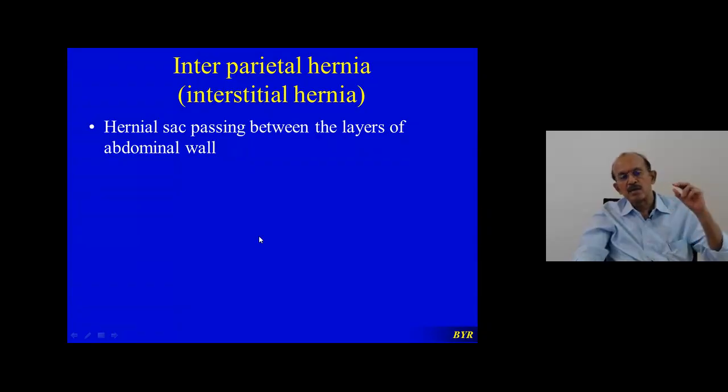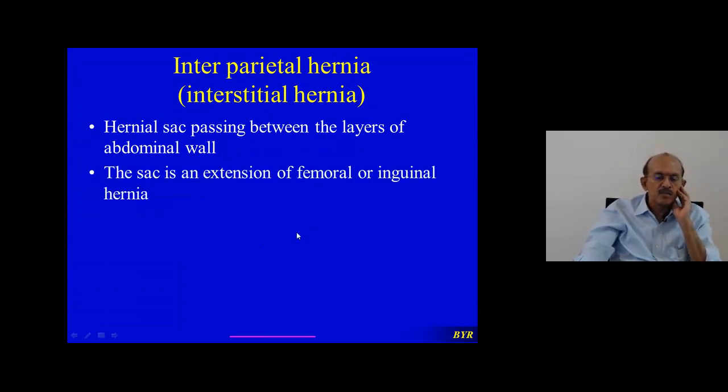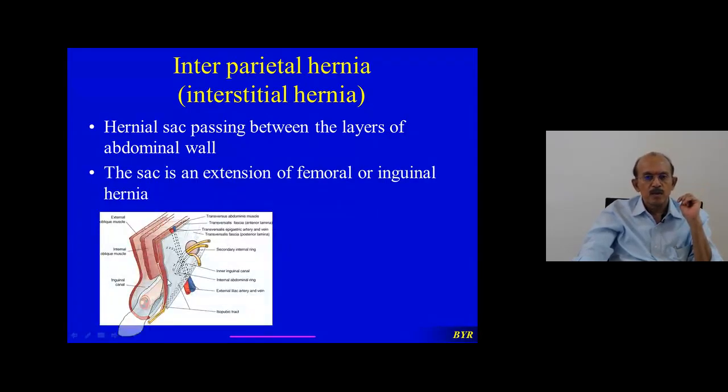There is a normal passage. But sometimes, when it is in the inguinal canal, the sac protrudes in between the fascia transversalis and transversus abdominis muscle upwards. Or it can go between the internal oblique and transversus abdominis muscle. So in between the muscle layers, the hernial sac will have a branch. Then that is called the interparietal hernia or interstitial hernia. So the sac is an extension of the femoral or inguinal hernia. This is a normal course of the hernial sac. The hernial sac has a branch going upwards between the muscle layers. It is called the interstitial hernia.